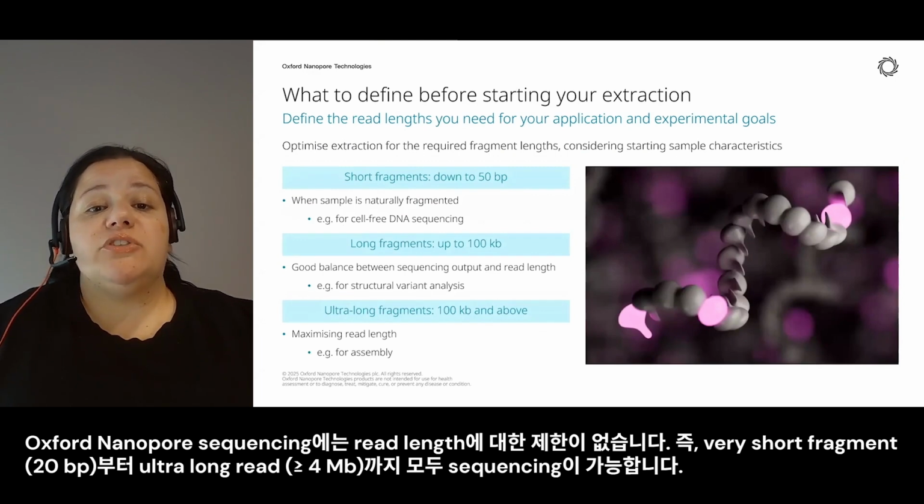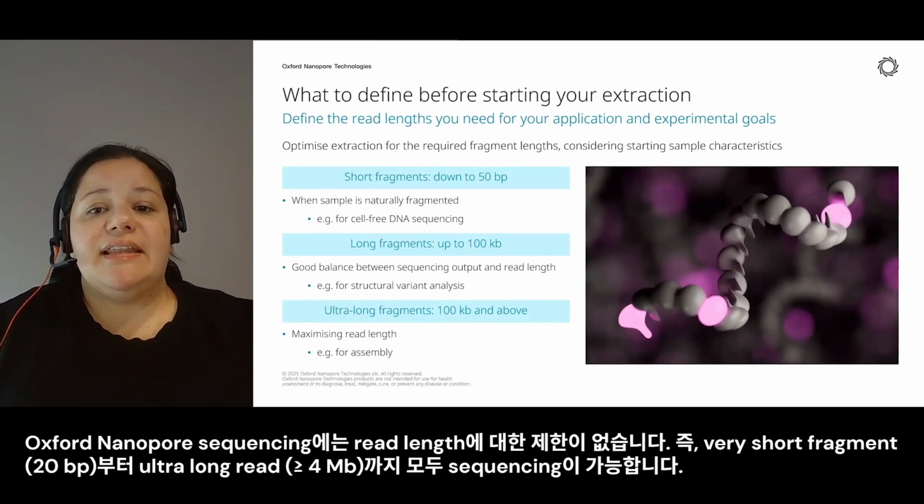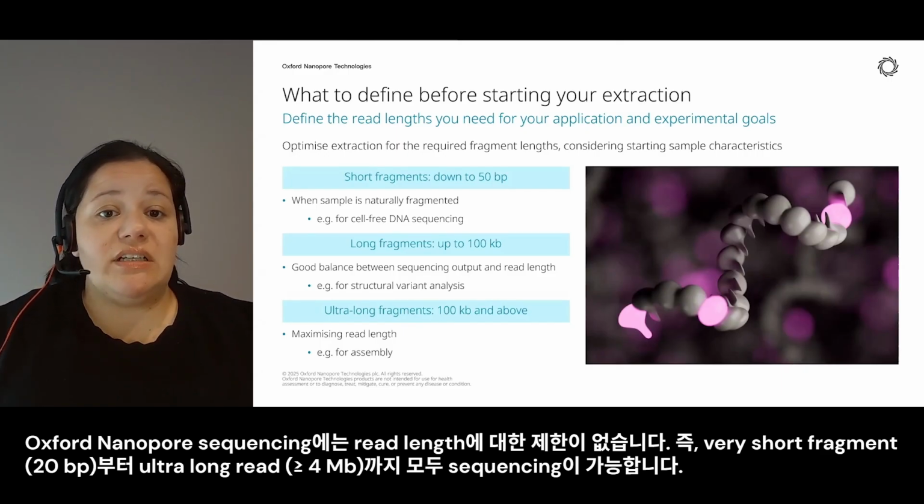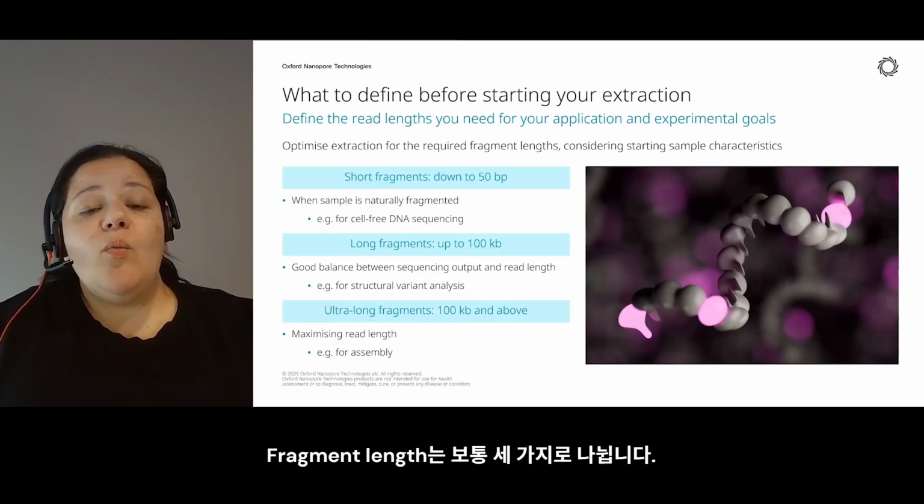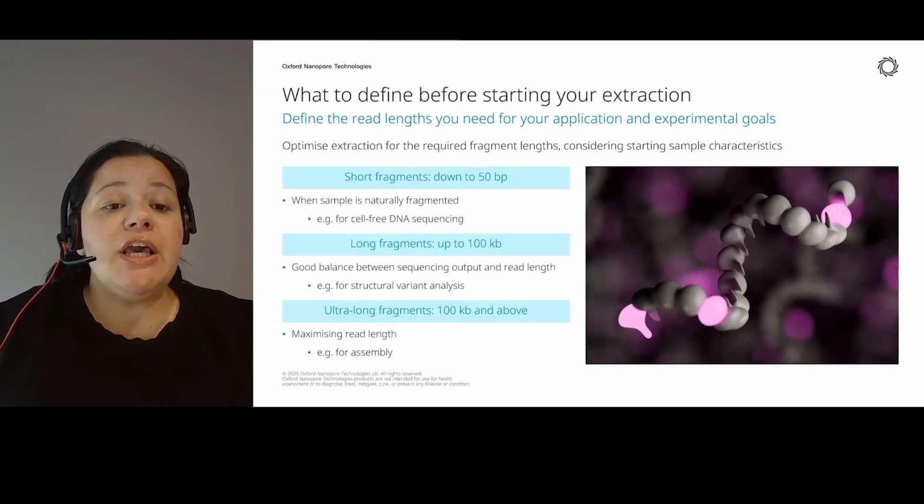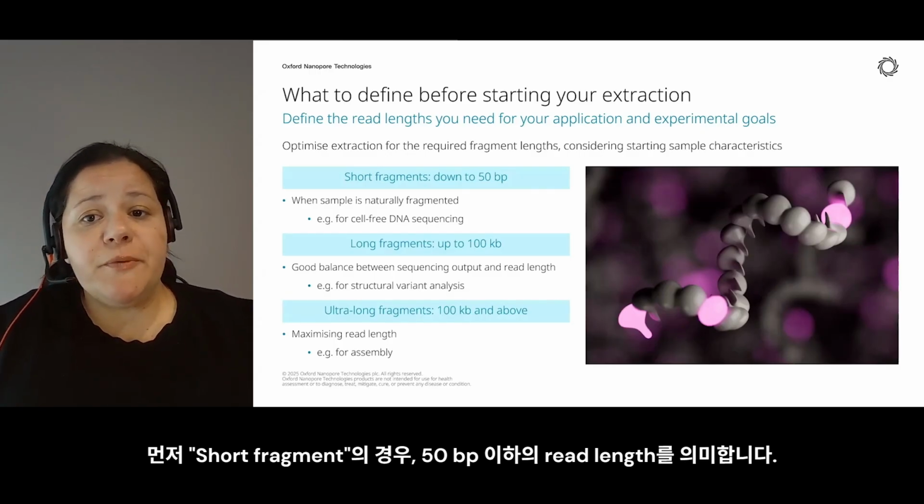With Oxford Nanopore sequencing, read lengths are unrestricted. So you can sequence anything from short fragments all the way up to ultra-long fragments in one single read. And when we talk about fragment length, we tend to divide them in three categories. For short fragments, we're talking about fragments down to 50 base pairs.